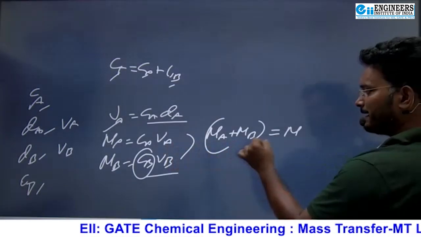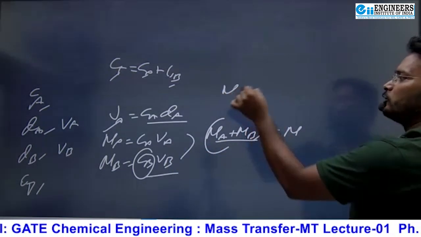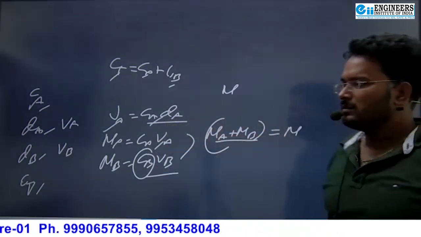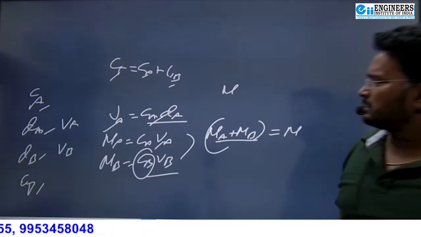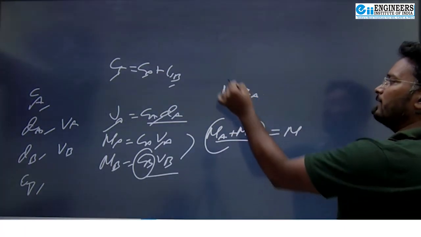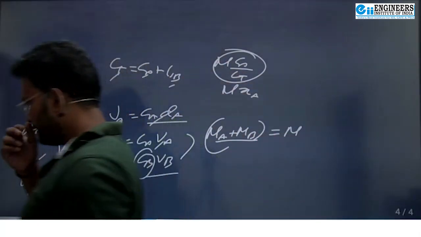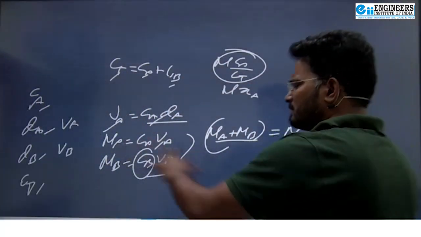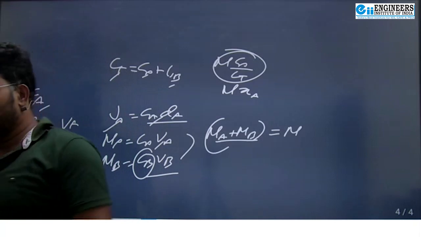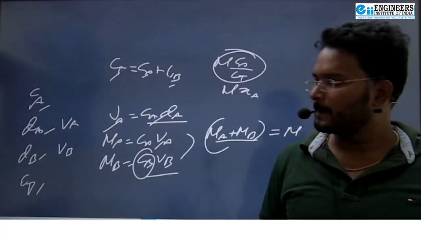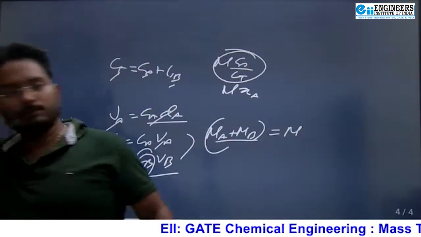So N has come, and now N into, either add these two or subtract, and then everything you can calculate. Yes or no? N into XA, or N into CA upon CT, is called the contribution due to bulk flow. Right? For A. So this is the point that you can solve. Simple questions will come, you can solve them. Okay, tell me, no doubts right now.